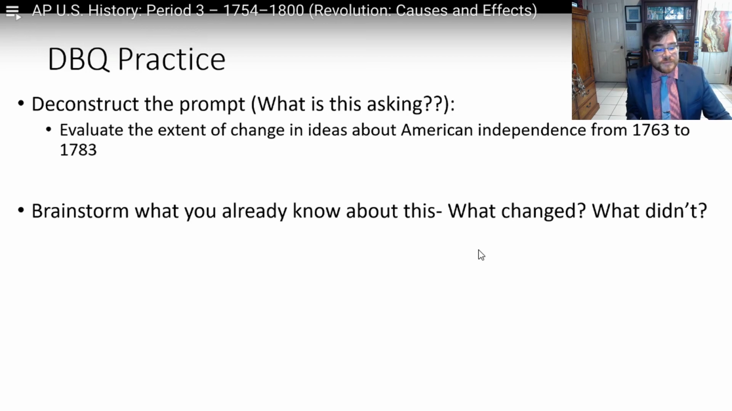Also, time period: 1763. Oh, that's the end of the French and Indian War. 1783. That's the end of the American Revolution. Okay, so just a window of two big conflicts. And the scope is American independence, right? So 1763 is the end of salutary neglect, the end of the French and Indian War. 1783, we've gone from being a colony to being our own independent country, right?